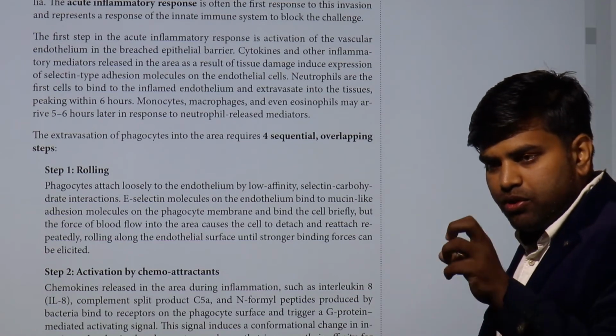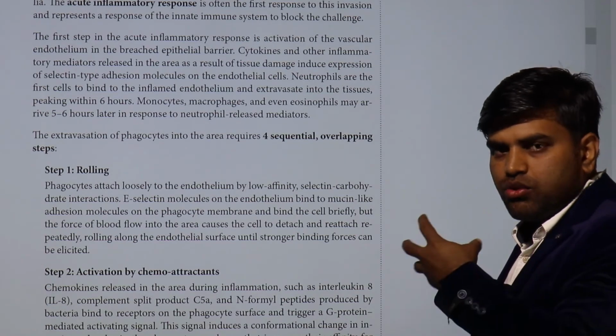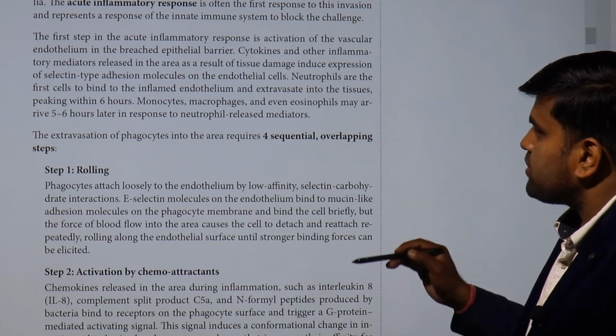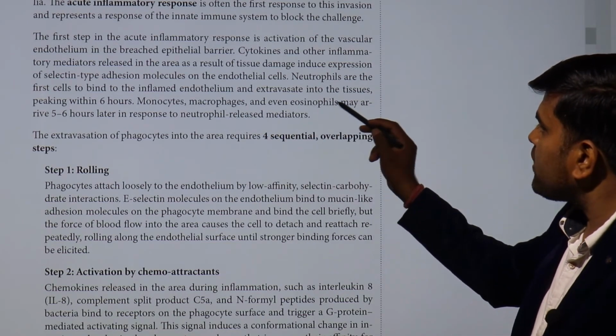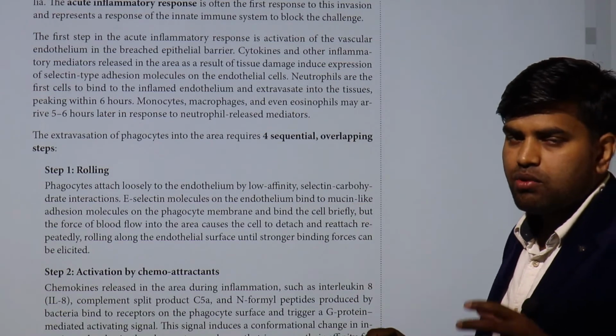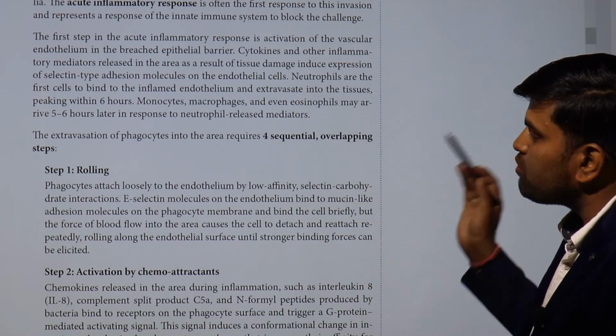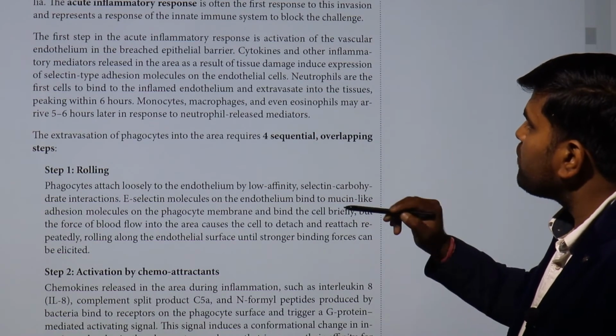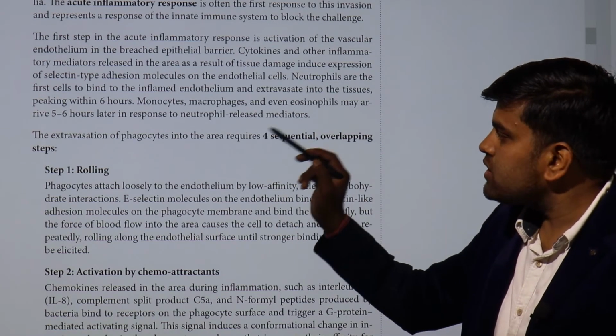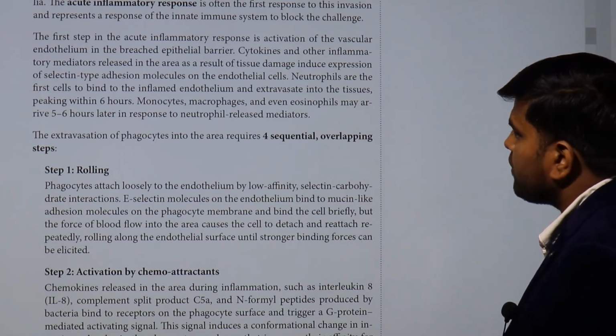So neutrophils will be the first to get captured and then thrown out toward the inflammatory site. Neutrophils are the first to bind to the inflamed endothelium and extravasate into the tissue, peaking within 6 hours. So within 6 hours, they should reach the inflammatory site. Monocytes, macrophages, and even eosinophils may arrive 5 to 6 hours later in response to the neutrophil-released mediators.